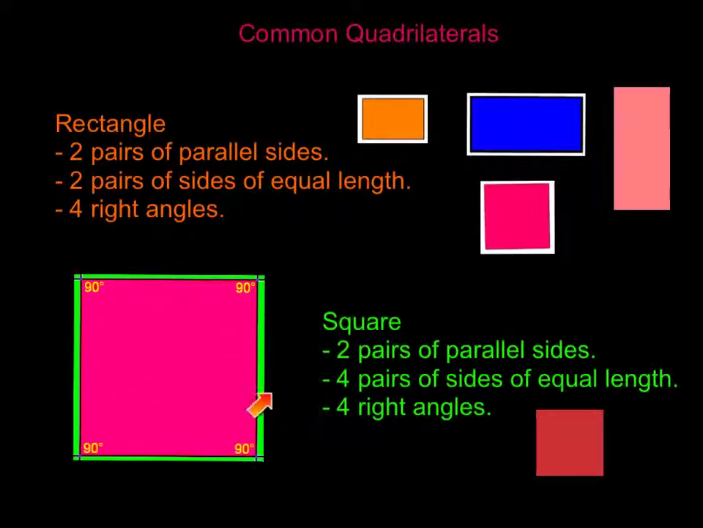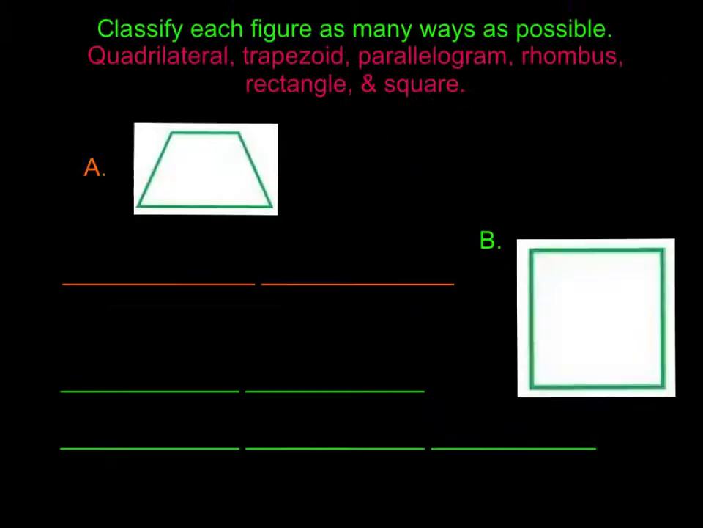So we have our four right angles. We have two pairs of parallel sides. There's one, there's two. Those two are parallel. These two are parallel. And four right angles and four sides that are all equal in length. The square down here, same thing here. So these are some of our common quadrilaterals.